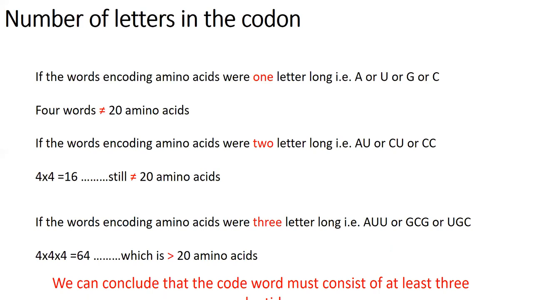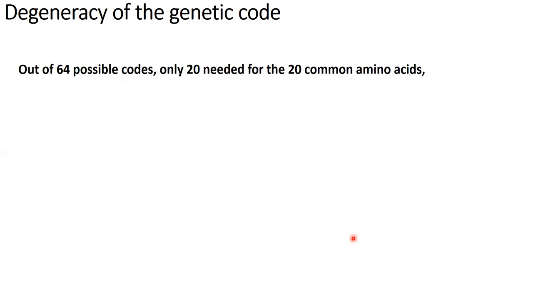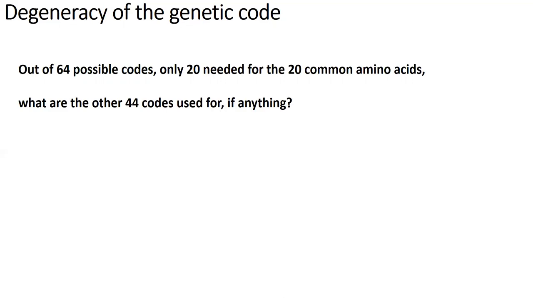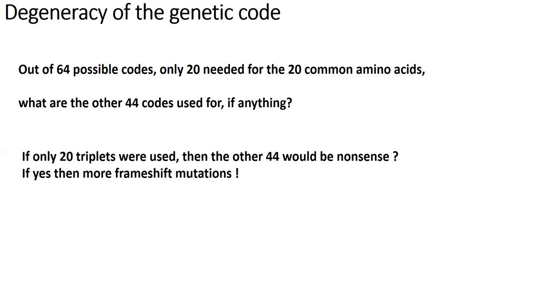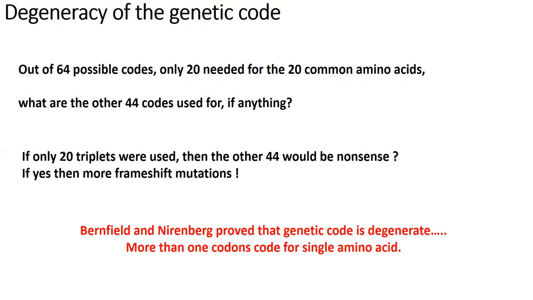So what is the degeneracy of genetic code? As already stated, with four letters from which to choose at each position, a three-letter codon could make 4 into 4 into 4, or we can say 64 words. So with only 20 words needed for the 20 common amino acids, what are the other words used for? Crick's work suggested that the genetic code is degenerate, which means that each of the 64 triplets must have some meaning within the code. For the code to be degenerate, some of the amino acids must be specified by at least two or more different triplets.